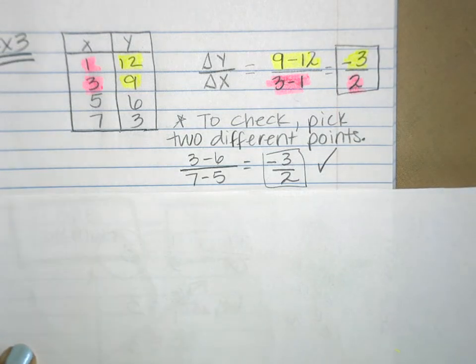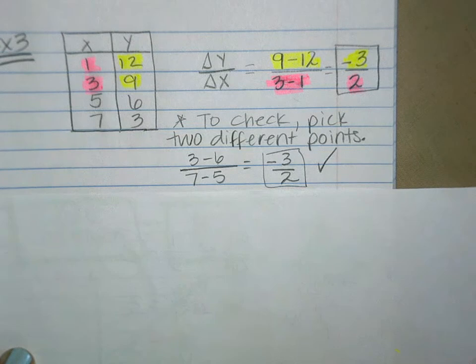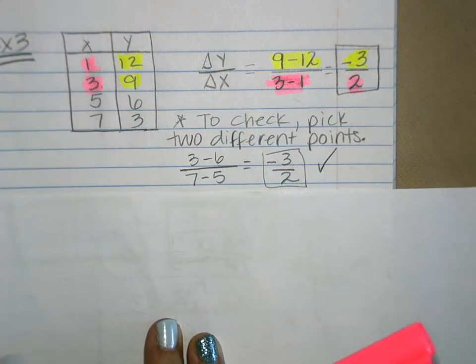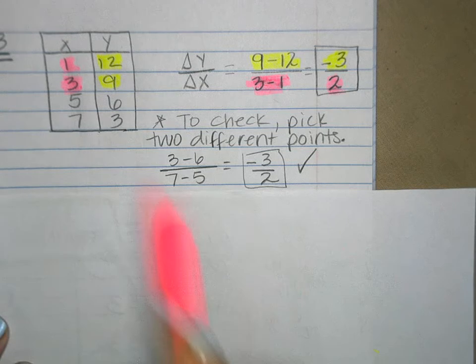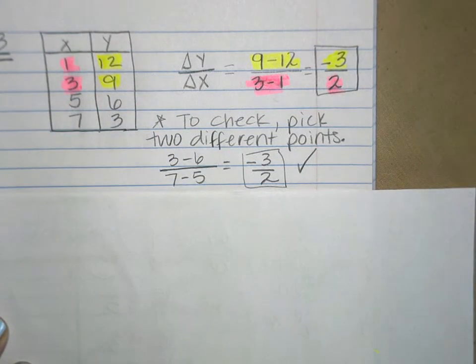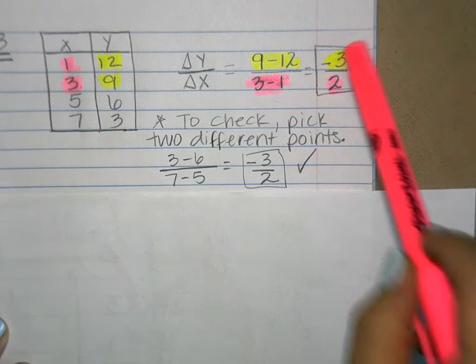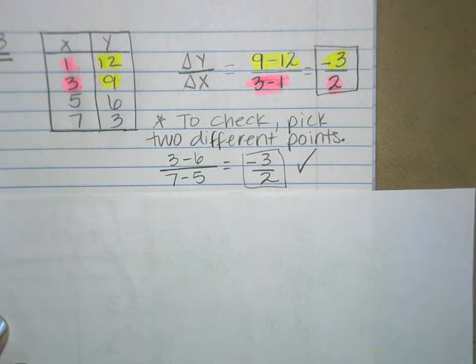Why is it 3 minus 1? It's 3 minus 1 because I did 9 minus 12. You have to go in the same order, right? Well, can you do 12 minus 9? Yeah, you could do 12 minus 9 and 1 minus 3, but you get the same answer. But then it wouldn't be a negative. It'd be 3 over -2, which is the same as -3 over 2. The negative translates up and down.